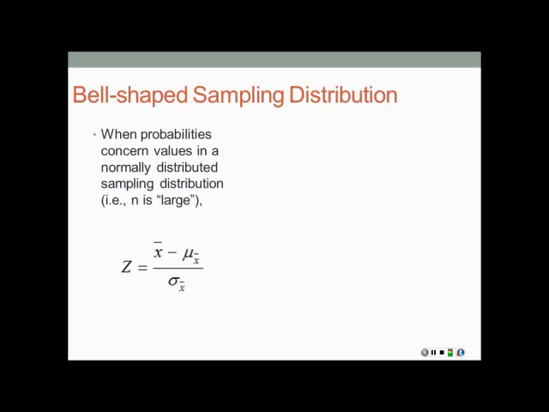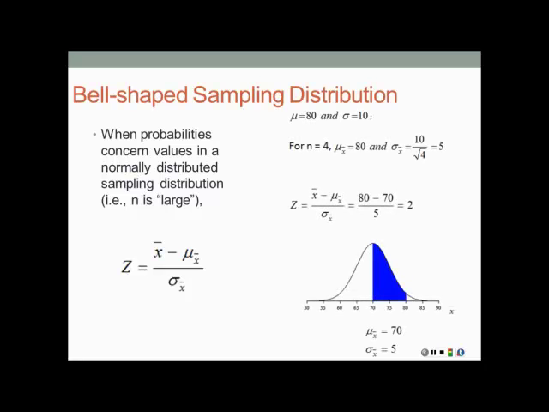For a bell-shaped sampling distribution, z is equal to the sample mean minus the mean of the sample means, over the standard error, the sigma of the x bars. I should hasten to add that this will not be the only bell-shaped sampling distribution we see, but this is the one we'll talk about now.